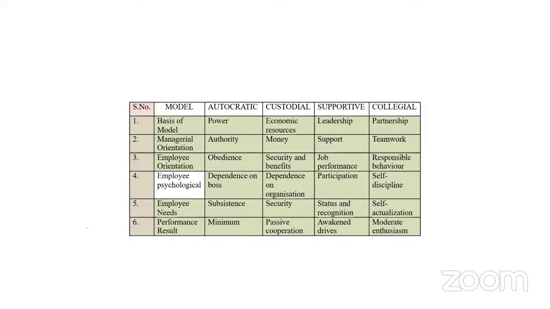And coming to the result, in the autocratic model, like we already discussed, employees put in the bare minimum work, just the minimum amount that is required. So obviously the performance would be minimum. In custodial models, there would be passive cooperation with the organization. In supportive models, people would have awakened drives. They are motivated to perform. And under the collegial model, they have moderate enthusiasm. So this was a brief overview of all the different models under OB.